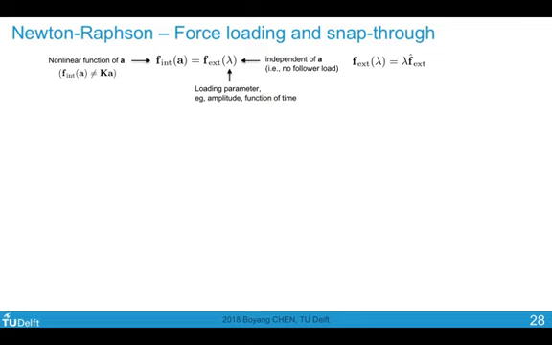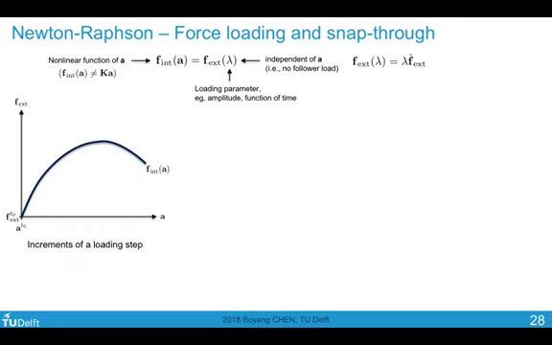Now, looking back at our equilibrium equation, we have on the left a nonlinear function of A, which represents our internal force of a spring, for instance. On the right, we have our external loading applied to our body. Let's take for simplicity that this external force is independent of A. We do not consider follower load. We have the usual loading parameter lambda. And now, let's say the internal force is a function of A, which looks like this.